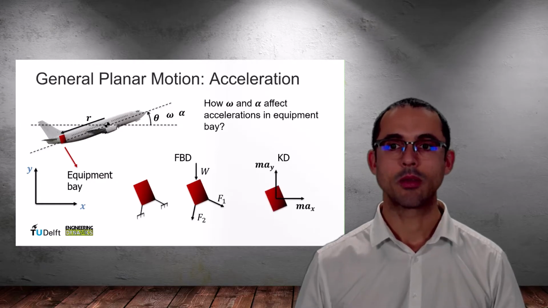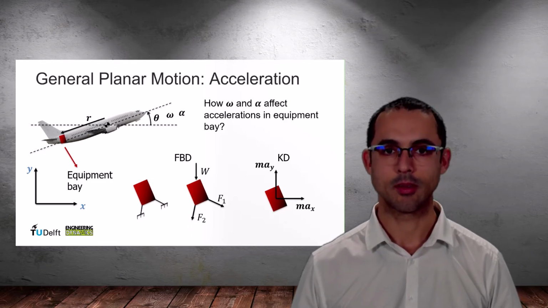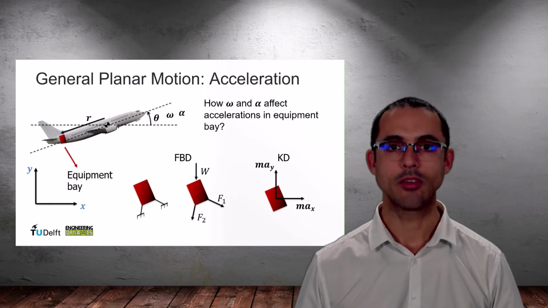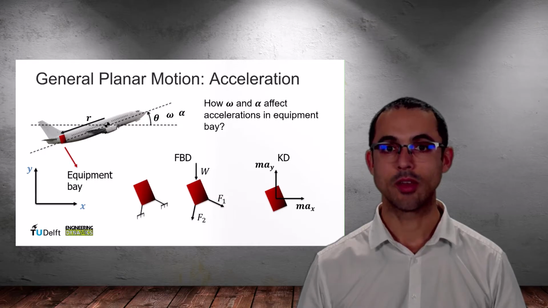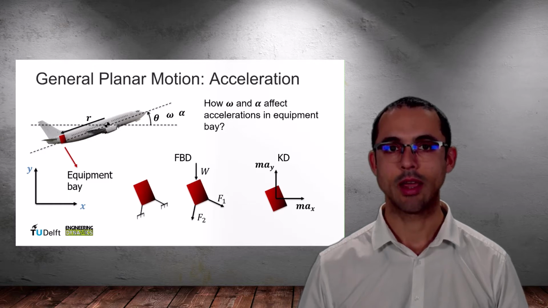Now, we finally have our kinetic diagram containing the inertial forces according to our coordinate system. The accelerations that are used in the kinetic diagram, here named AX and AY, are calculated using rigid body kinematics. Knowing these accelerations will make it possible to calculate the forces F1 and F2 of the free body diagram, and finally perform the required analysis for our equipment being designed.